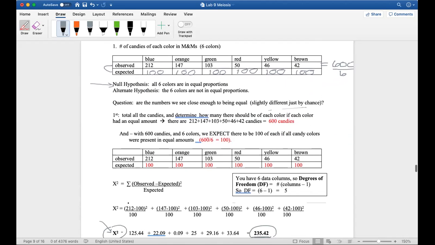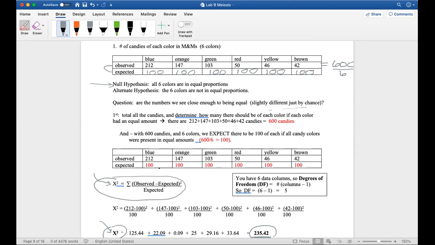The first step to testing it is to figure out what your expected values are, which we've done, okay? The next step in this test is to follow this formula, which is the chi-square formula. All that chi-square means, chi is the letter X in Greek, and squared is just the statistical test that you're doing, okay?